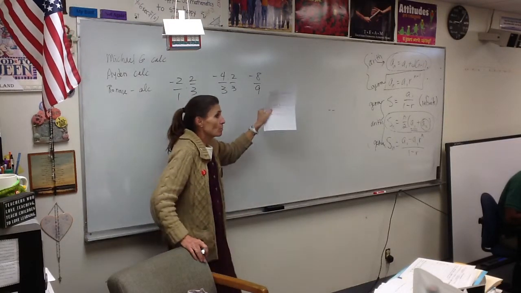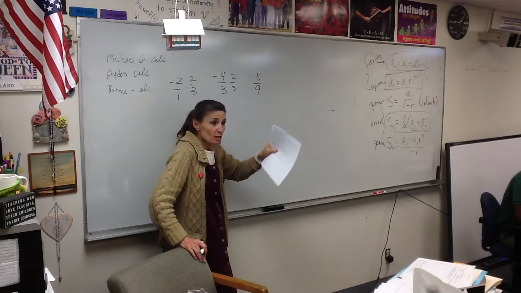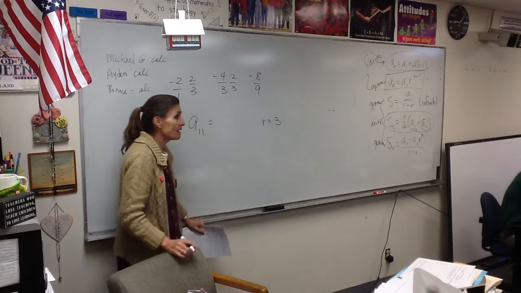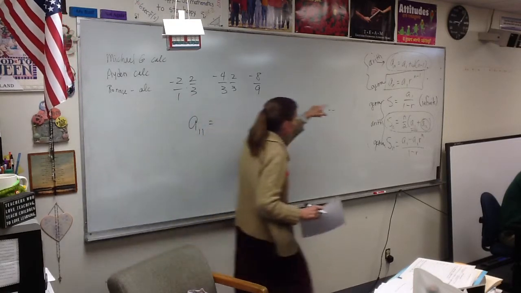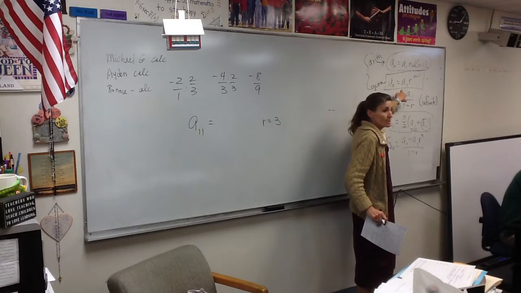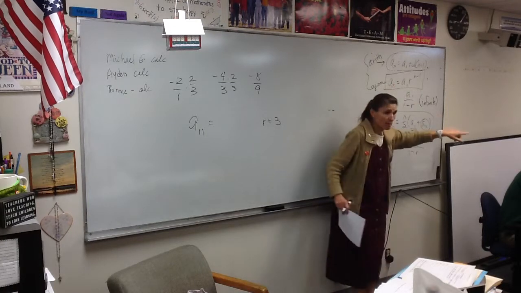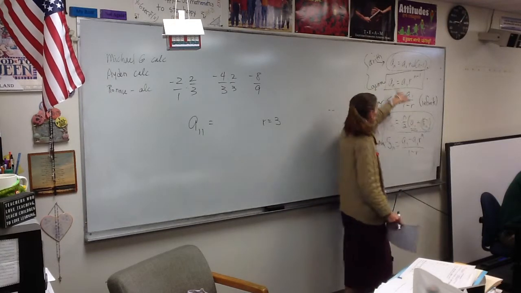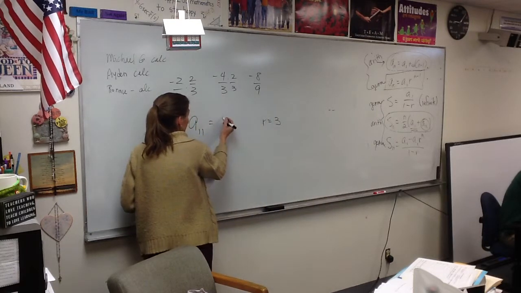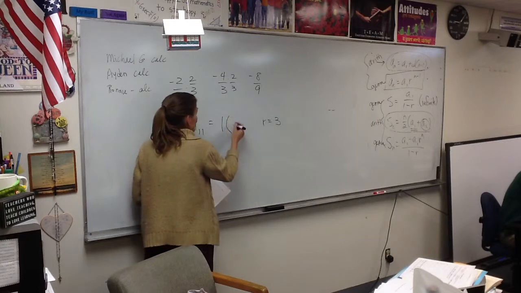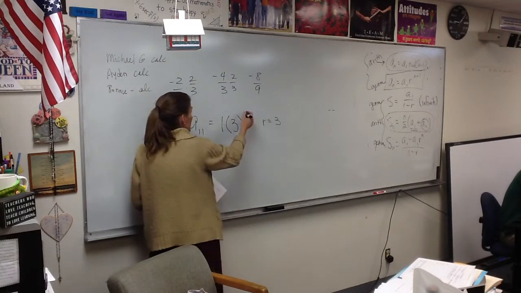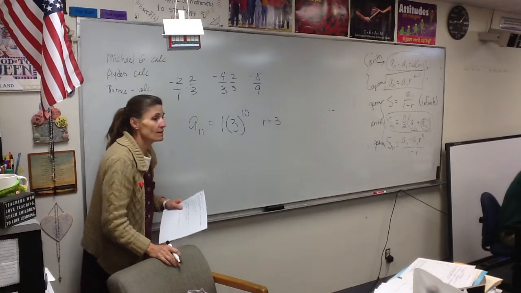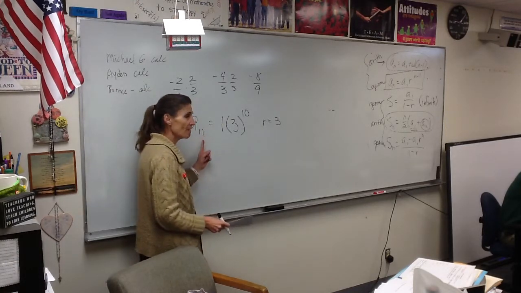Look at this set of numbers. Would you say it's arithmetic or geometric? Geometric. What's the ratio? Multiply by 3. Does everybody see that? If you are geometric, you're going to use this formula. I'm going to give you the formula. I'm not going to tell you which one's which. No, this won't be written here. A sub 11 will equal what? 1, which is the first term, times the ratio, which you already told me is 3, raised to the what power? 10. How do we get 10? 11 minus 1. When you say A sub 11, N is 11.